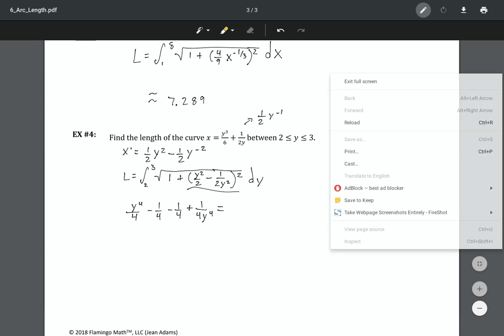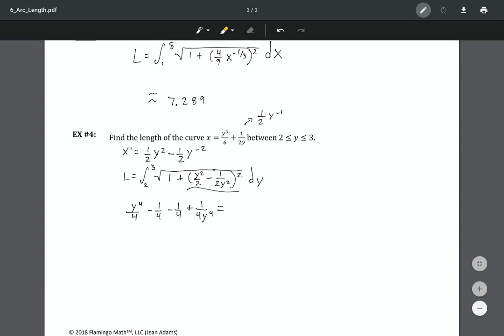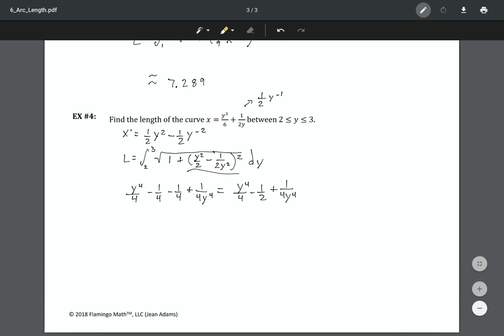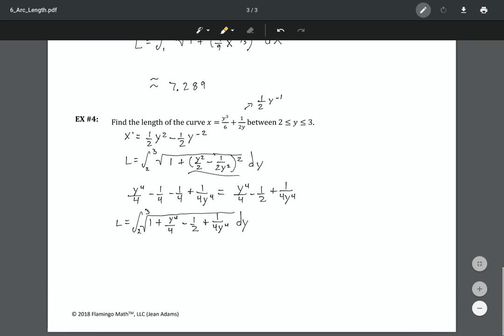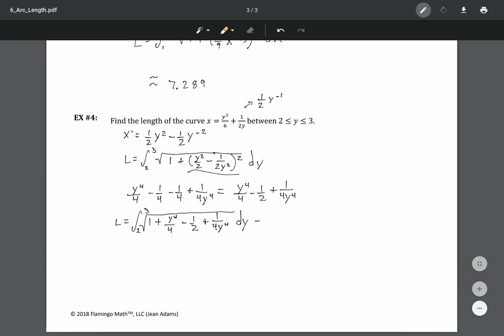So let's see. Okay, so now we're going to add like terms. This is y to the 4th over 4 minus 1/2 plus 1 over 4 y to the 4th. All right, so now I am going to go ahead and put this back in the formula. I'm going to add like terms.